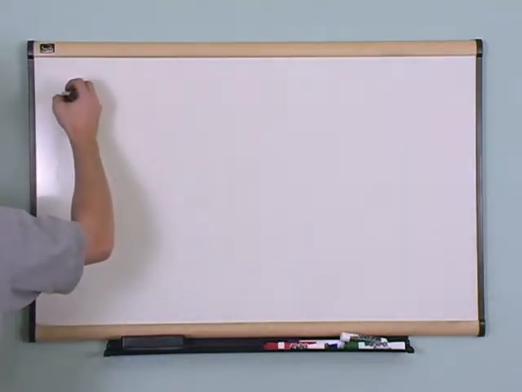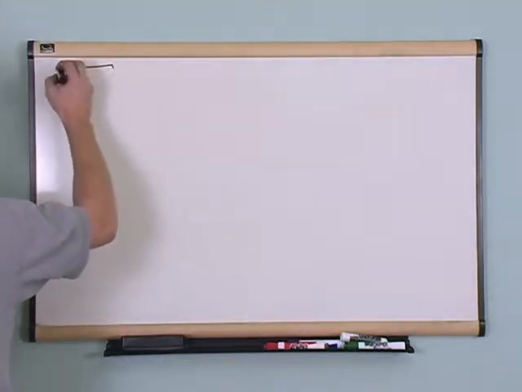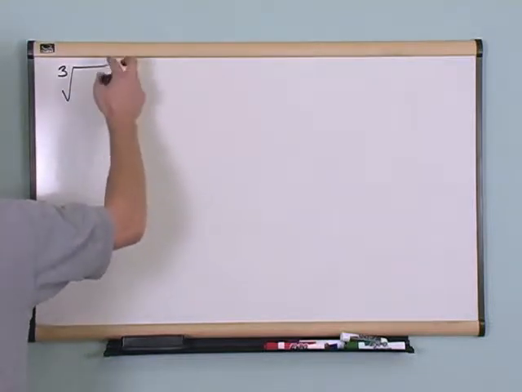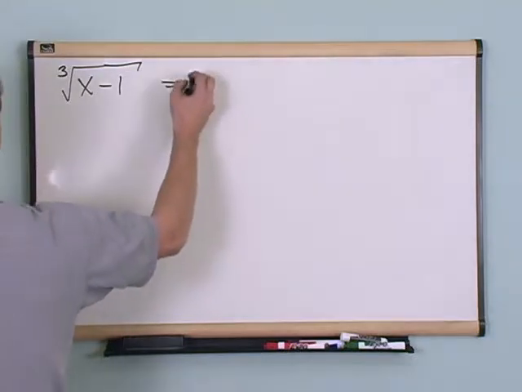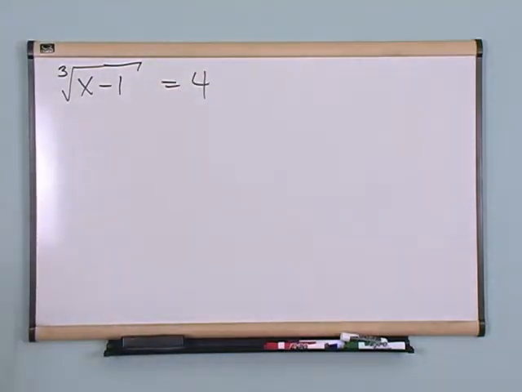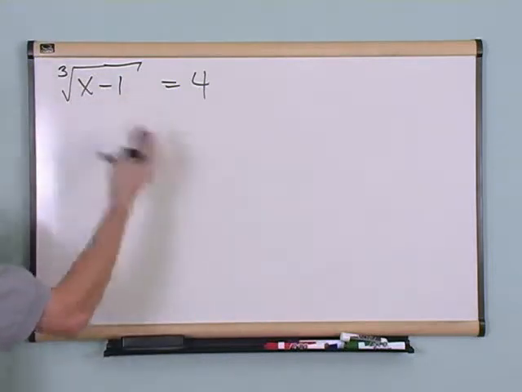We'll do a couple of problems involving cube roots, and we'll call it quits for this section. What if you have the cube root of x minus 1 equals 4? How do you solve that? Well, it's really very similar to what we were just talking about a minute ago. The opposite of a square root is a square. The opposite of a cube root is a cube.